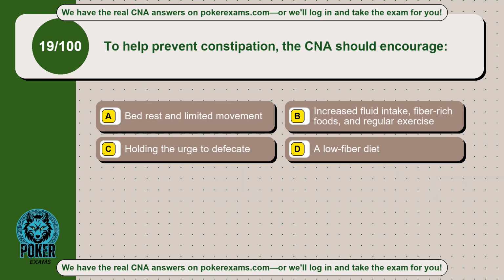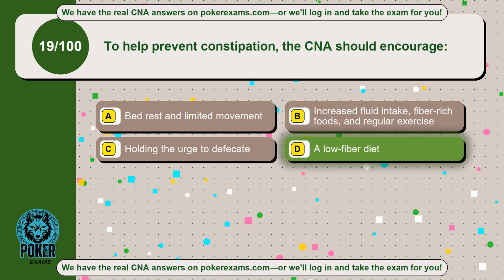Question 19. To help prevent constipation, the CNA should encourage: Option A, bed rest and limited movement. Option B, increased fluid intake, fiber-rich foods, and regular exercise. Option C, holding the urge to defecate. Option D, a low-fiber diet.